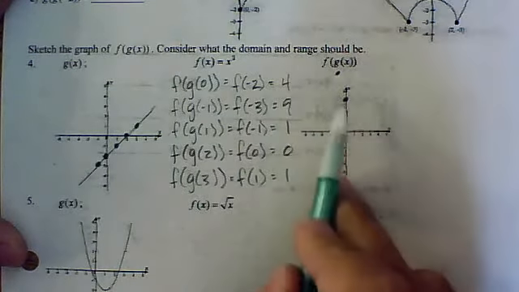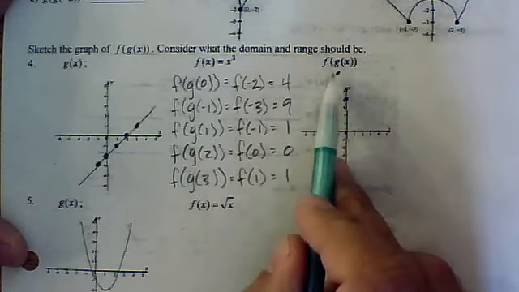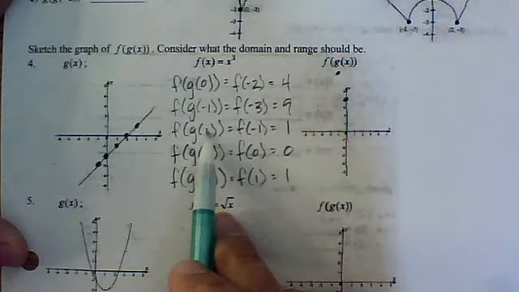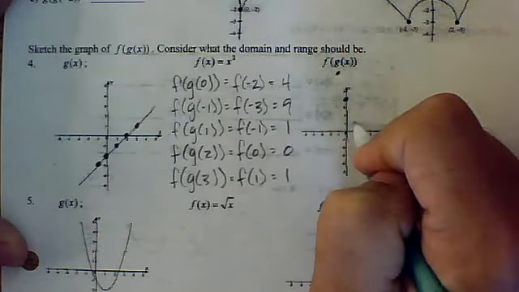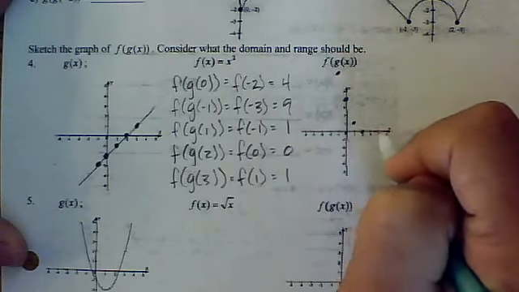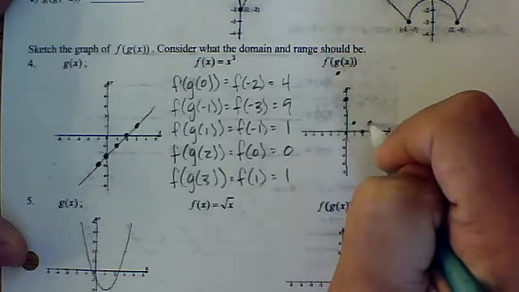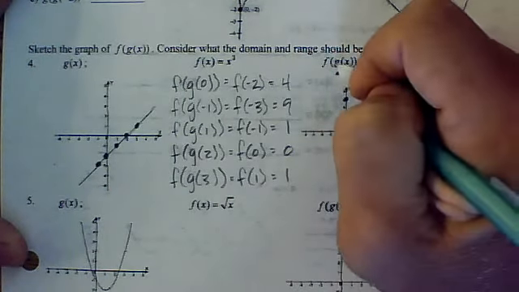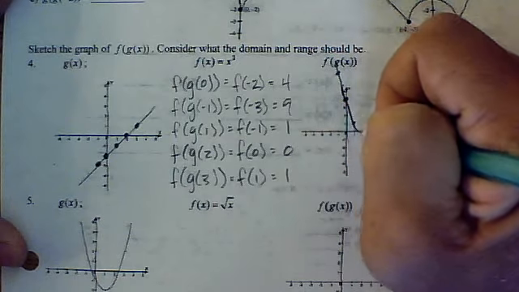So, we already graphed (0, 4), we graphed (negative 1, 9). Now we're going to graph (1, 1), (2, 0), and (3, 1). So you can see that the graph will look something like this.